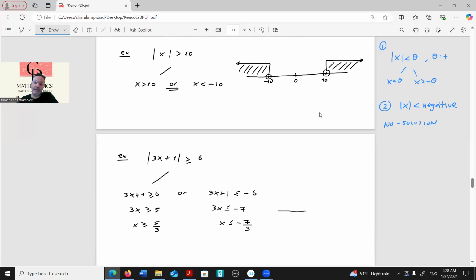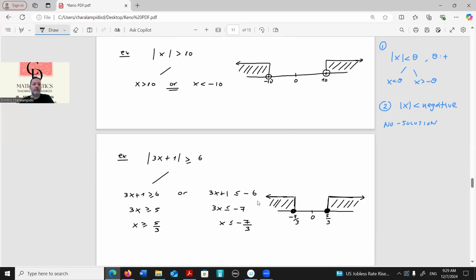And let's present these on a number line. 5/3 would be, let's say, somewhere here. It's greater or equal, so the equal makes us shade the circle. Greater would mean from here to the right. Negative 7/3 could be somewhere here. I say that because it's equal as well, so it's towards that direction. And that would be all.